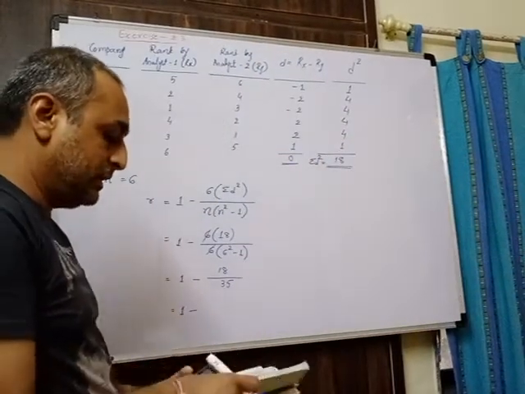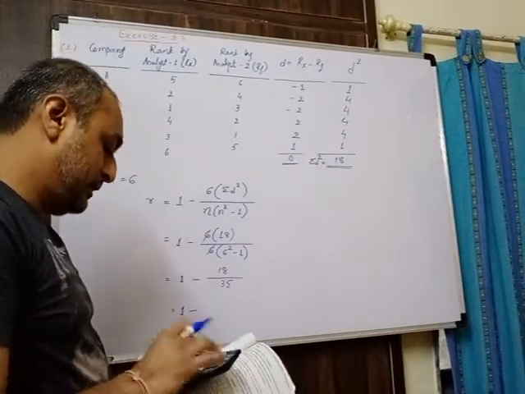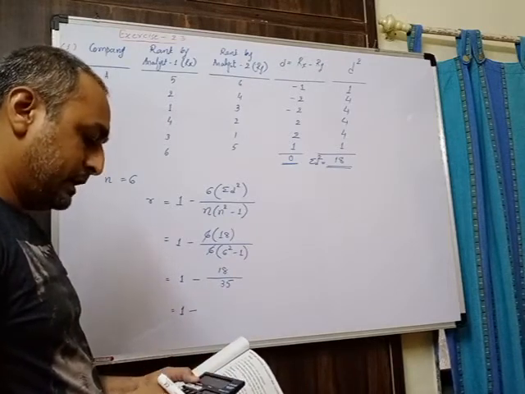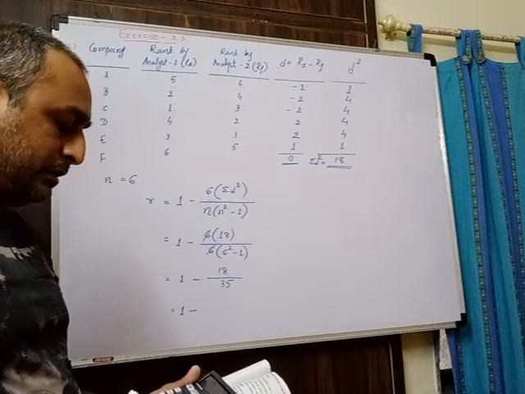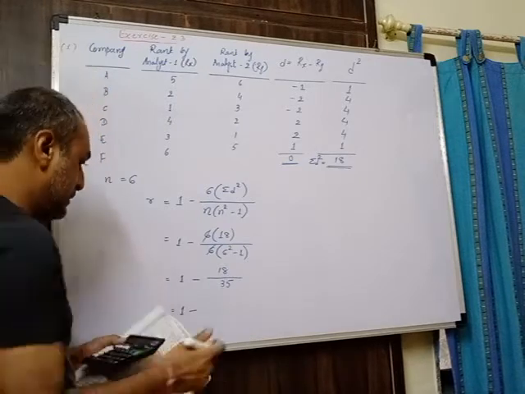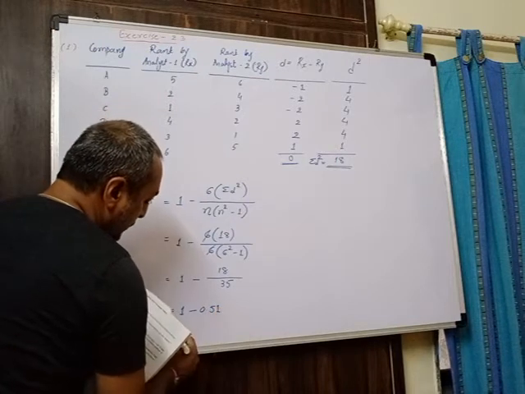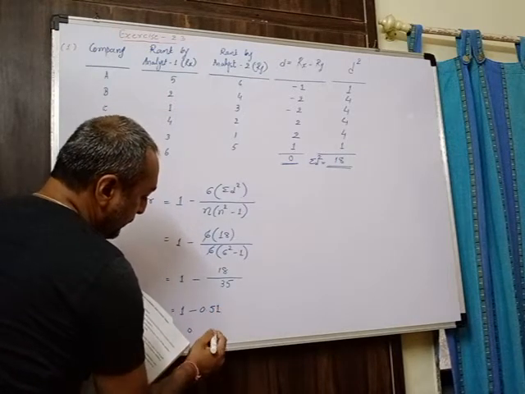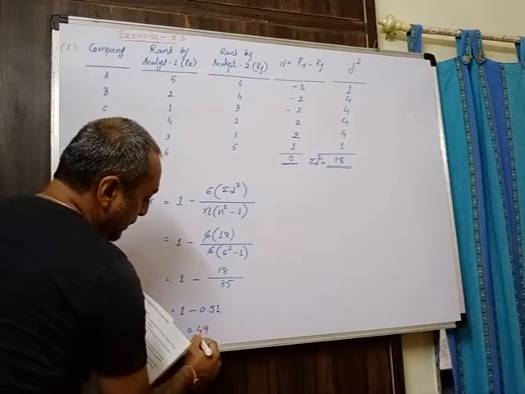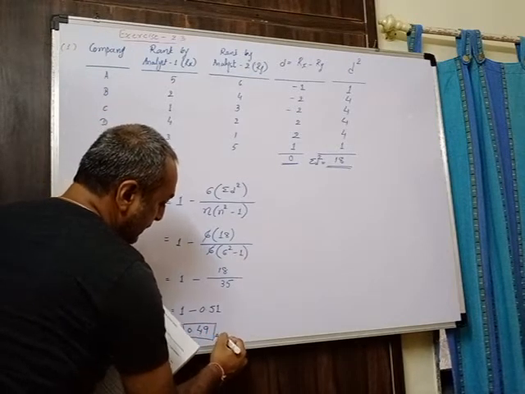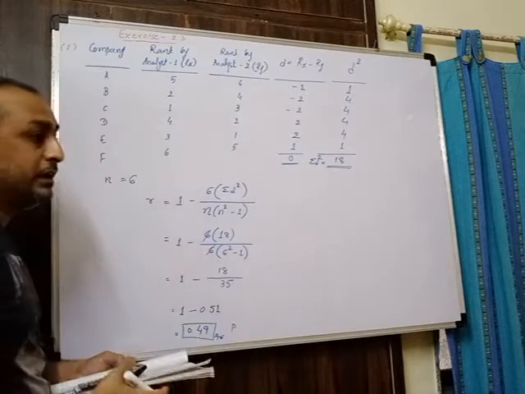On our calculator we'll find out that value. 18 divided by 35 comes to 0.51. So we can write the answer will be 1 minus 0.51, which will be 0.49. This is our answer, and this is also called the interpretation.